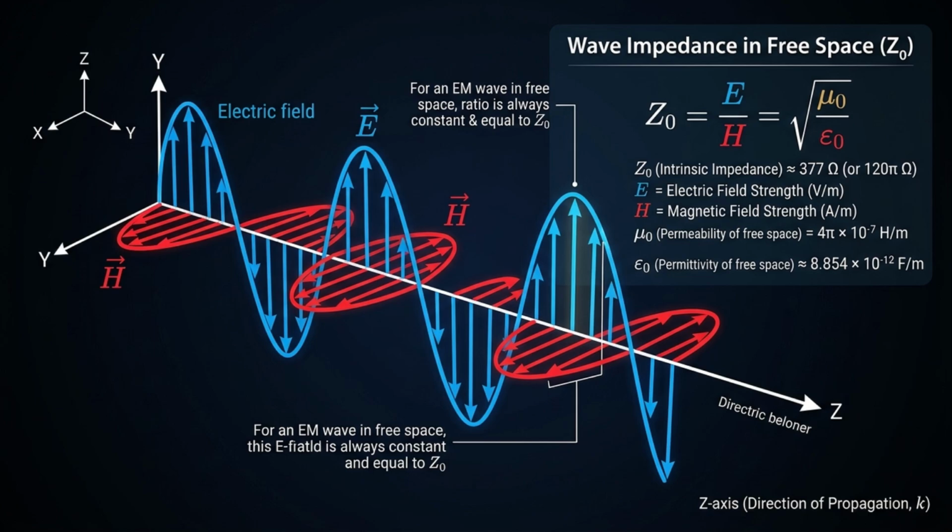Voltage and current are related by impedance in electrical circuits. But what is the equivalent concept for electromagnetic waves traveling through space? Surprisingly, electromagnetic waves also have an impedance. Understanding wave impedance is essential for analyzing wave propagation, reflections, antennas, and RF system design.